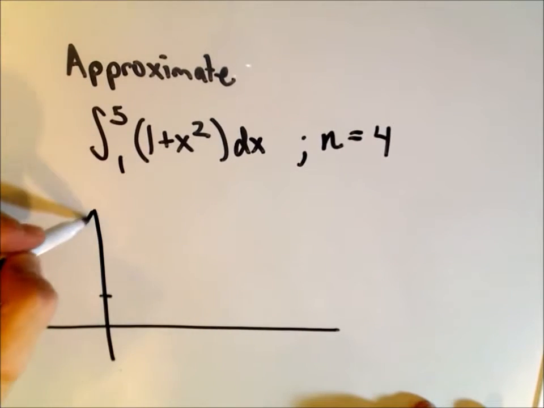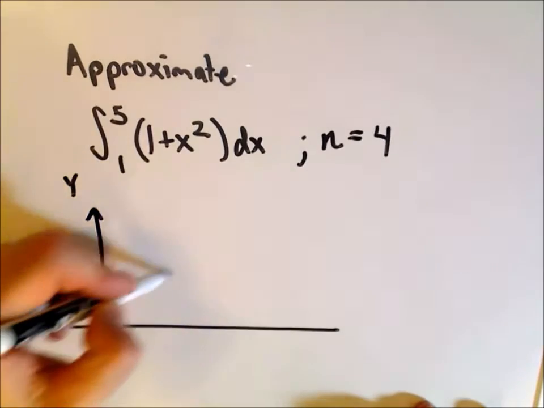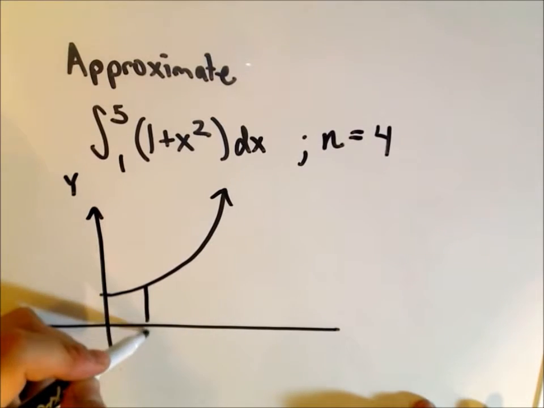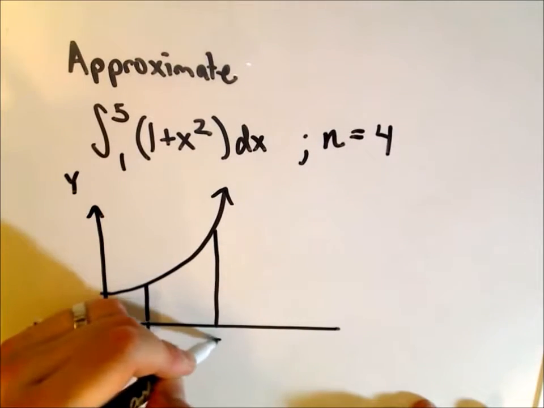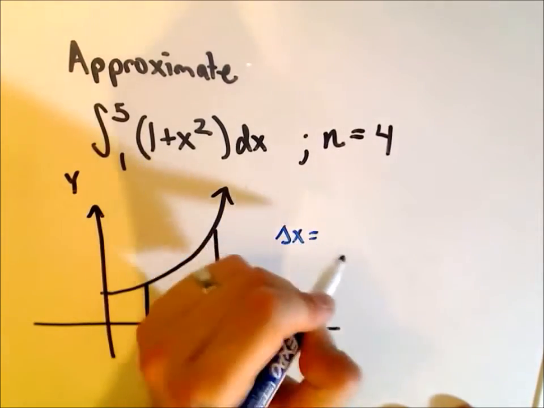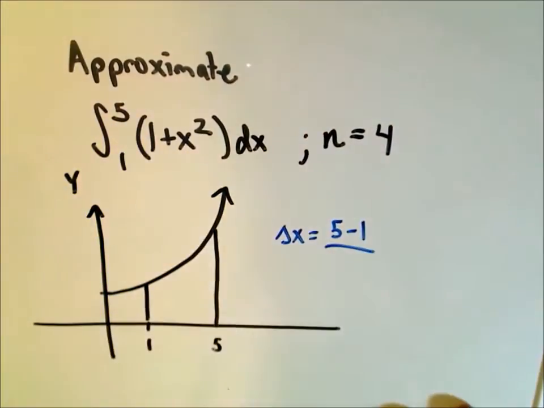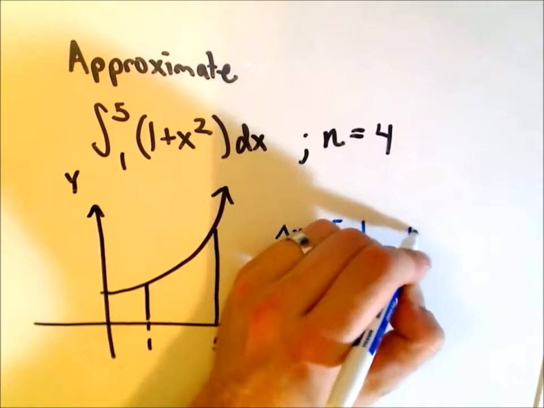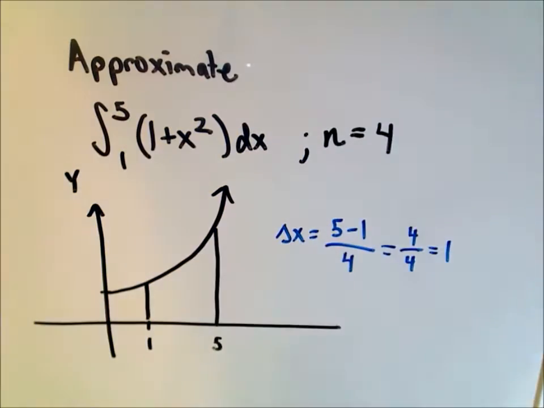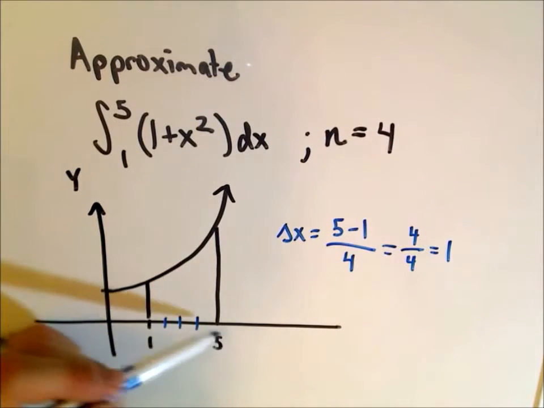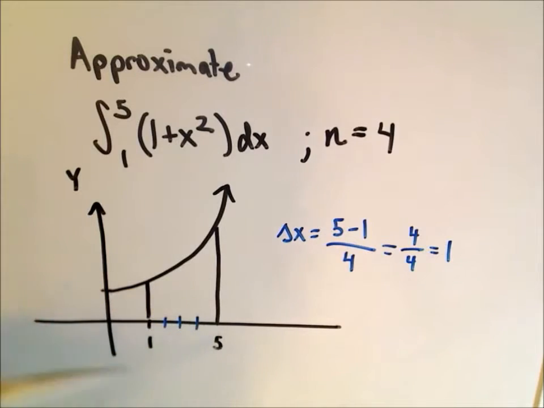If you were to graph 1 plus x squared, so I'm just going to draw a little picture here, it would be a parabola shifted up 1 unit from x equals 1 to x equals 5. And we're going to chop this up into n pieces. So delta x is going to have value b minus a, the right endpoint minus the left endpoint, divided by the number of rectangles, so we'll get 4 over 4, or 1. So that's the width of each one of our intervals. Again, we've chopped our interval from 1 to 5 up into 1, 2, 3, 4 pieces.